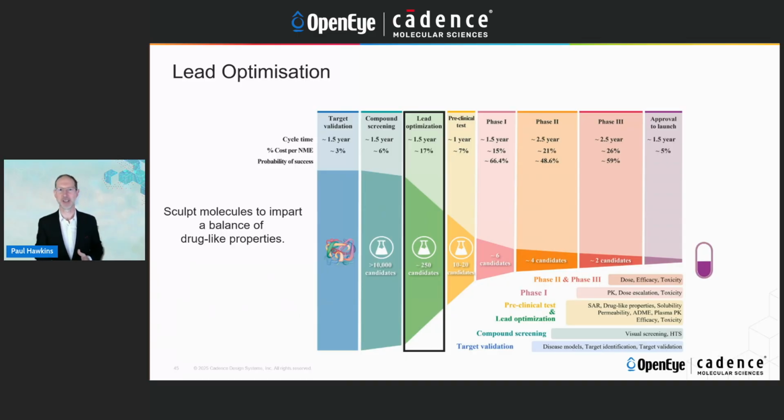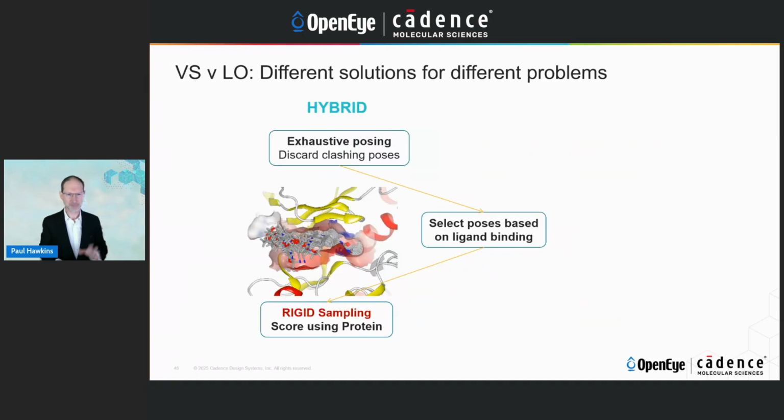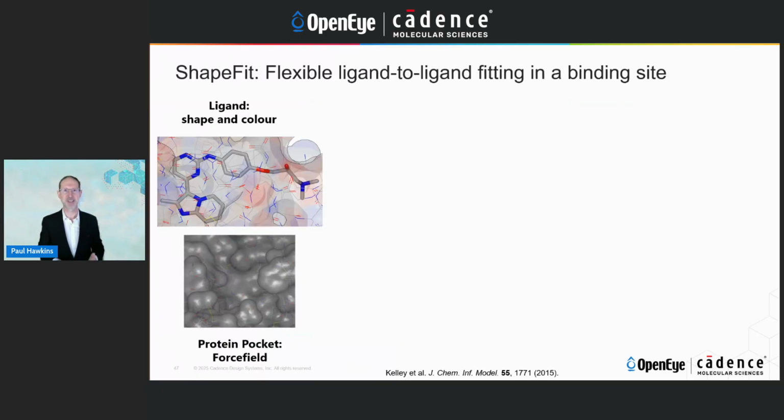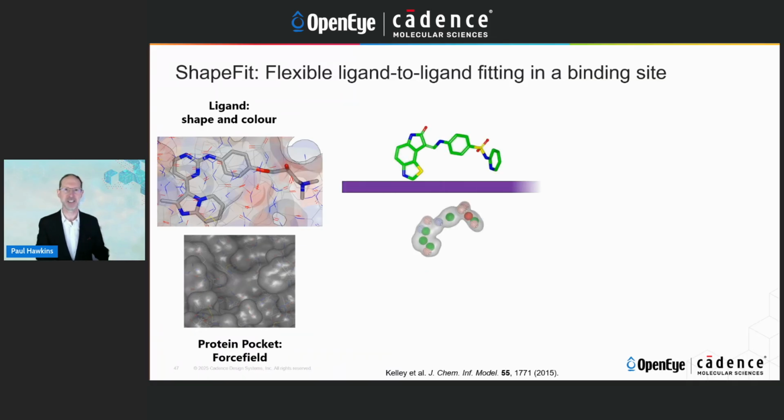So now we have some biologically interesting hits. Now it's time to do a little bit of lead optimization. This is the difficult part. Now, as I've mentioned, we have a couple of high-speed, large-scale docking engines, FRED and HYBRID. We believe that docking for virtual screening is a different problem to docking post-prediction for lead optimization. So we have a different solution for lead optimization post-prediction, which we call ShapeFit. And ShapeFit is a flexible fitting engine where we flexibly fit a new molecule into the shape and color of, in this case, a crystallized ligand.